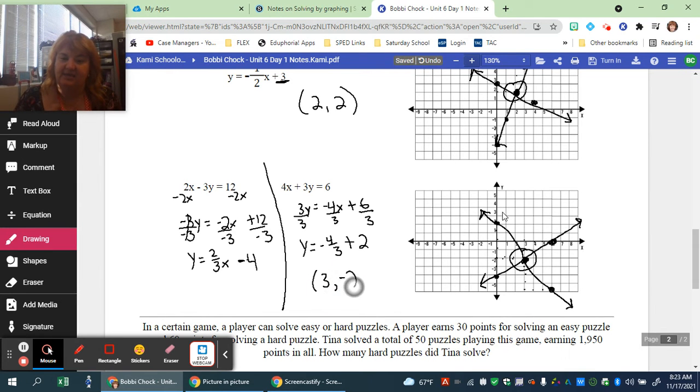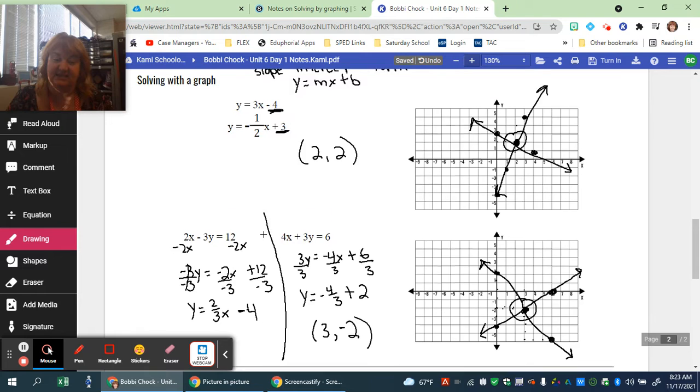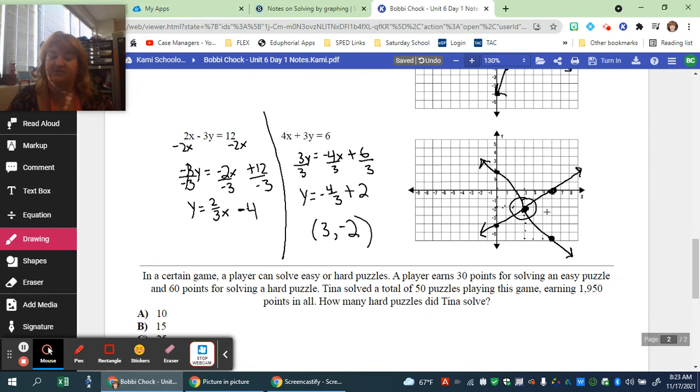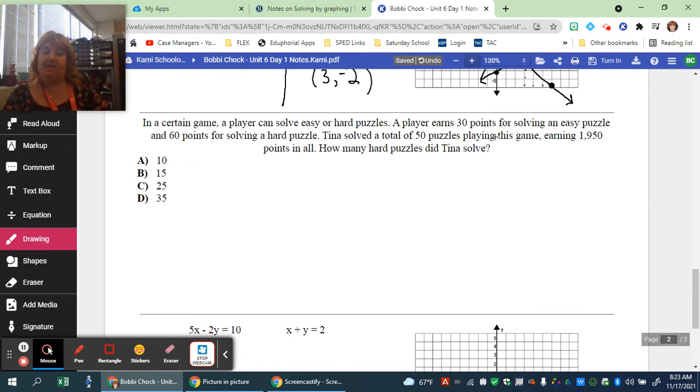Okay? Now, when you have it in y equals mx plus b form, slope-intercept form, you can just go to Desmos and put these in Desmos and then look where they intersect. That's another way that you can do it. Or you can graph it.